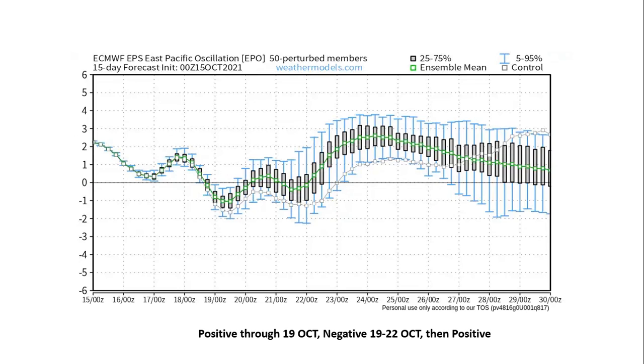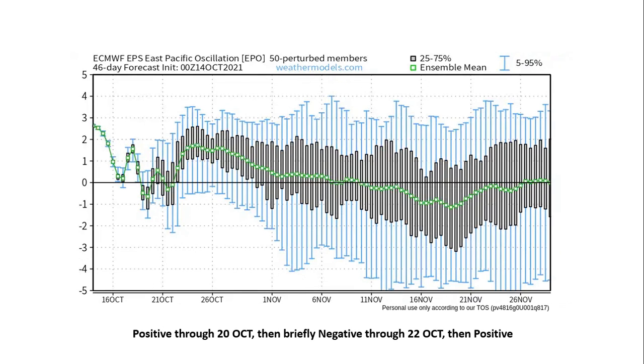If we look at the European EPO, 50 perturbed members, we generally have a positive phase EPO right out through the 19th of October, then becoming negative briefly from 19 to 22 October before then going back to positive. The European EPS EPO 50 perturbed members out 46 days, out through 28 November, generally shows a positive EPO through the 20th of October, then briefly negative through the 22nd of October, and then reaching itself back towards positive.